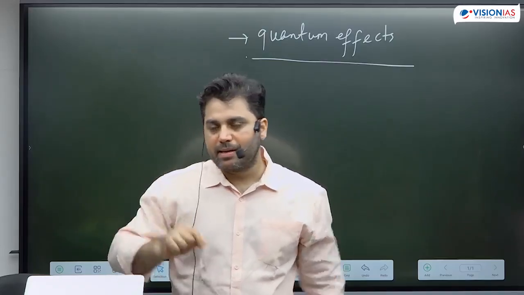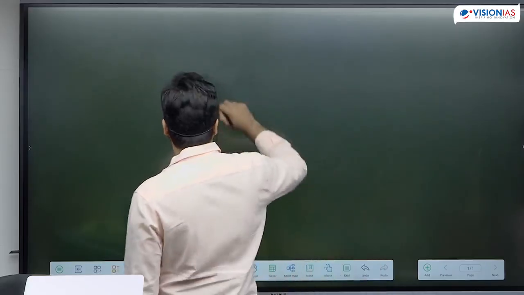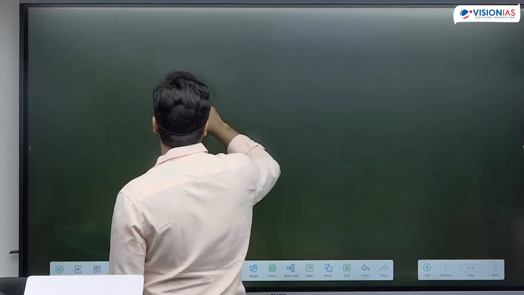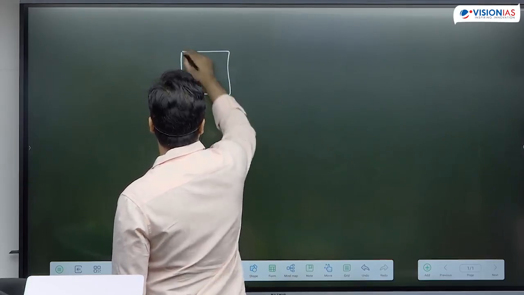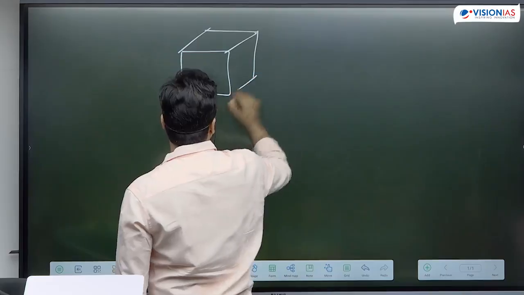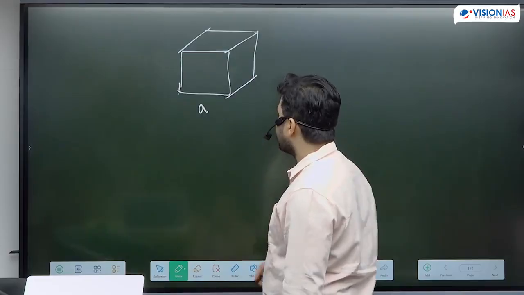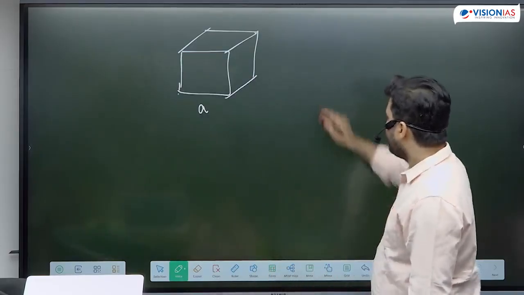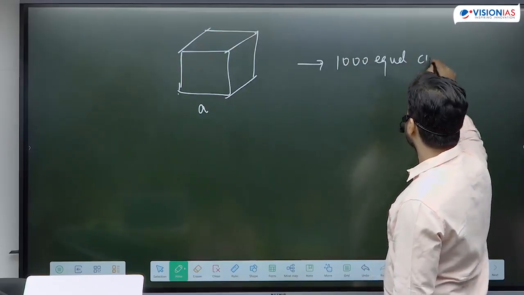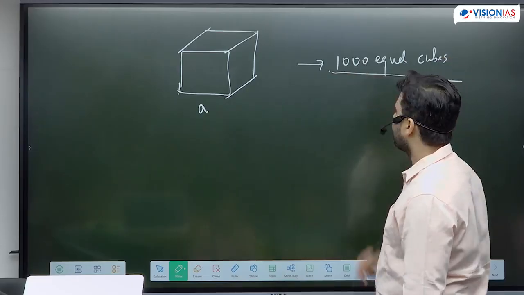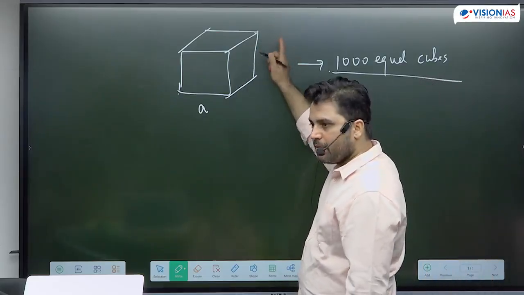So we can do a mathematical calculation here now. I can do that for a cube or for a sphere also. Let's do that for a cube for simplicity. Imagine I have a cube whose side is A, and I divide this cube into 1000 equal cubes. Now this cube will have its own surface area and its own volume.